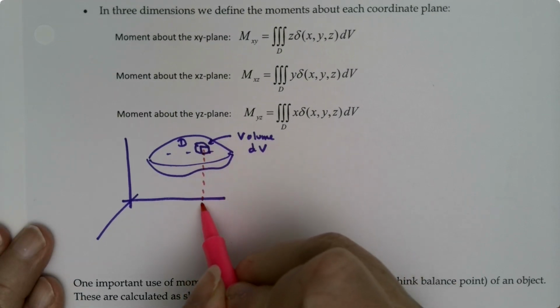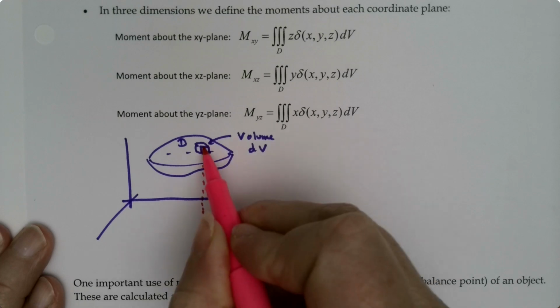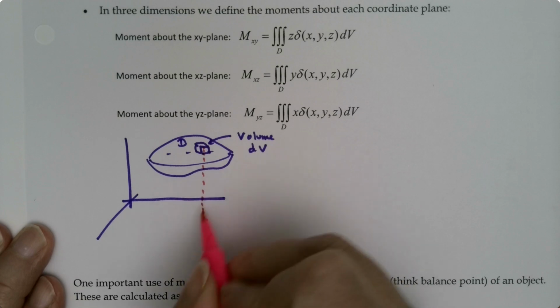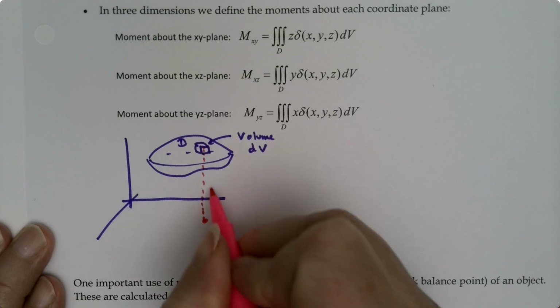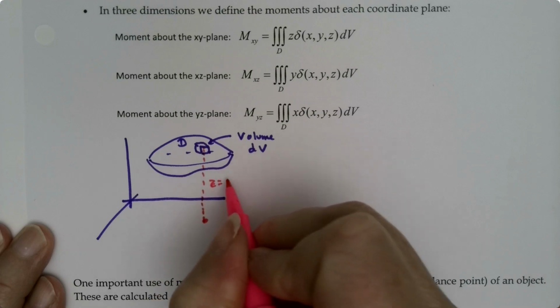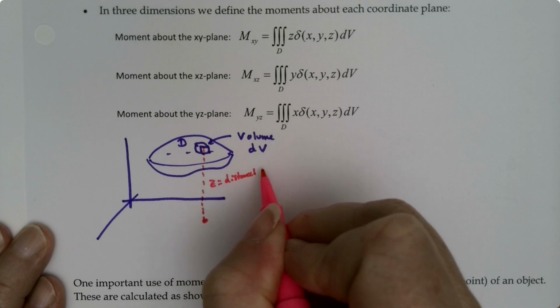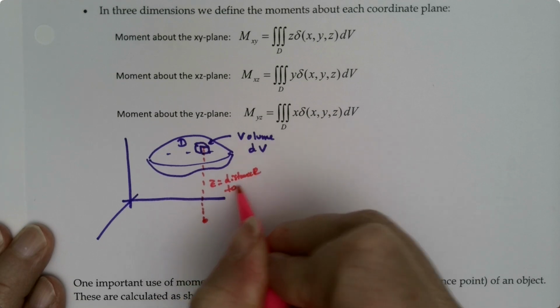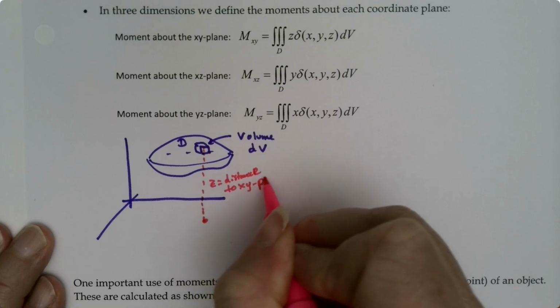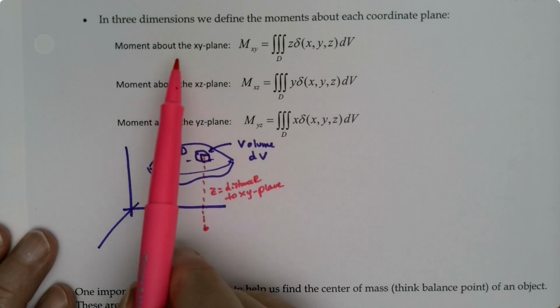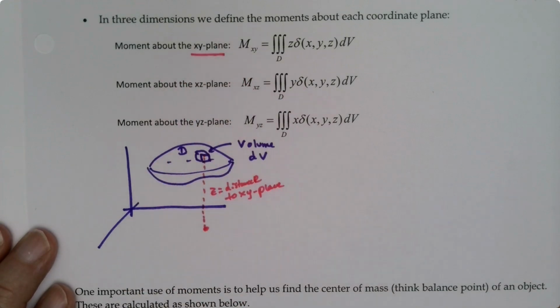All right. So this distance from this little cube down to the xy plane, right? So here's the xy plane, is z, right? So this is the distance to the xy plane. Because that's what we're figuring out. When we have a moment, it's the moment about the xy plane. Okay, so z is that distance.